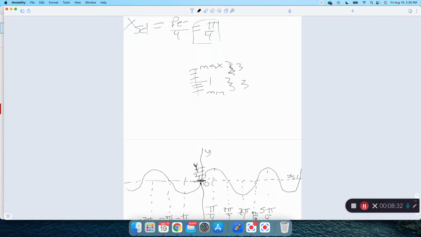Now let's count down 3. I'm at 1. If I go down 1, I hit 0. That's the x-axis. 0 is the x-axis. So let's put that in. So that was down 1. 2 would be negative 1. 3 would be negative 2. So my bottom is at negative 2.